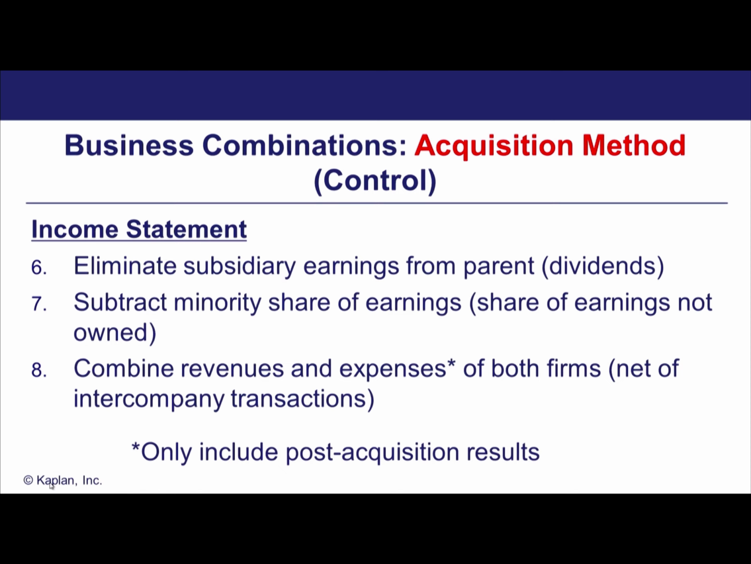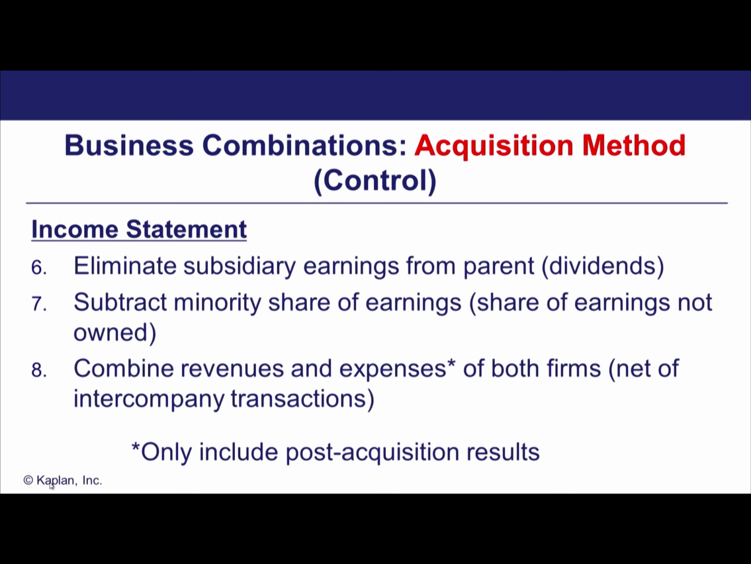Subtract the minority share of earnings. Now, as we said, we bring in 100% of the sales, 100% of the expenses of our subsidiary, even if we don't own 100% of the share capital. Therefore, we need to remove the earnings that do not belong to our shareholders. We then combine revenues and expenses of both firms, net of any intercompany transactions. Now, of course, intercompany transactions here would be purchases and sales between the parent and the subsidiary.